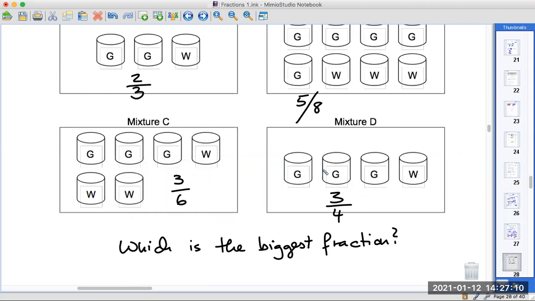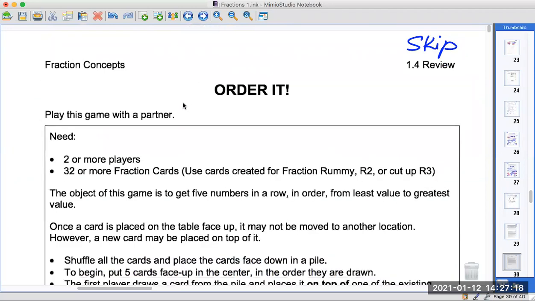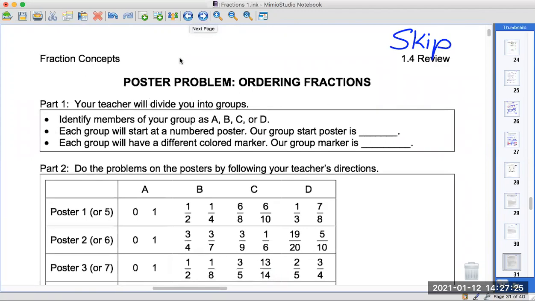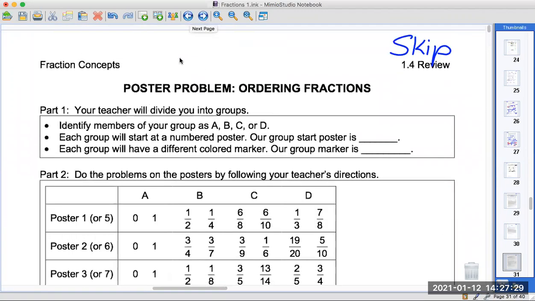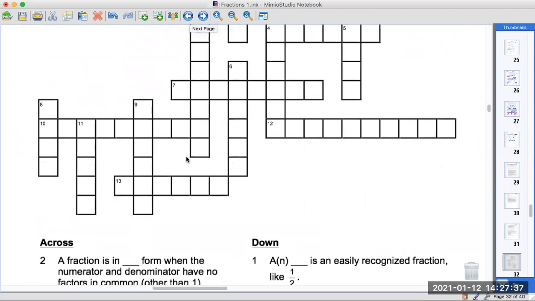And then I believe we're done with this book. You can skip this page. And then you're going to skip this page. You don't have a poster problem right now. Maybe I'll give you one. The hard part is we can't do group work. You do need to do your vocabulary. Make sure you fill that in.